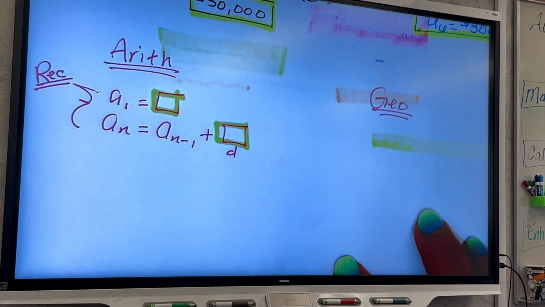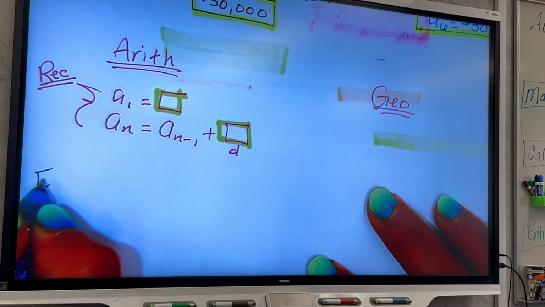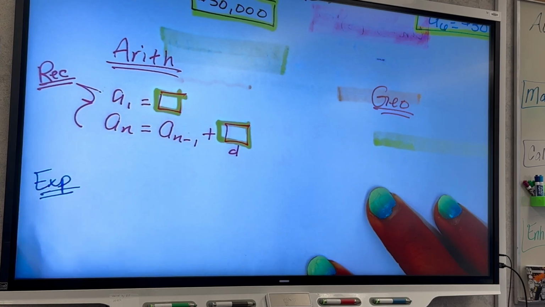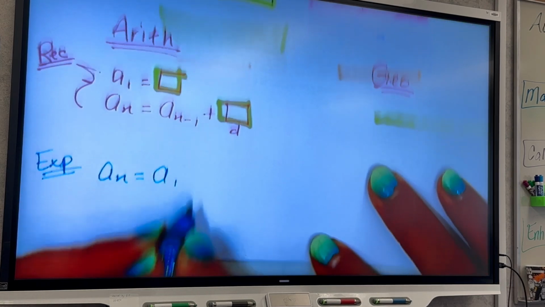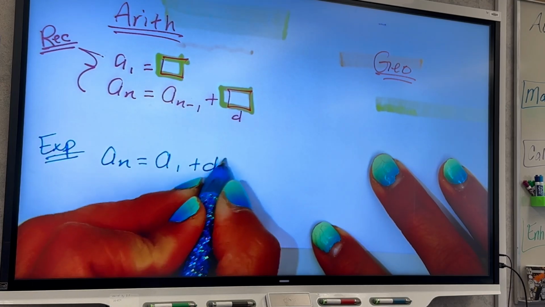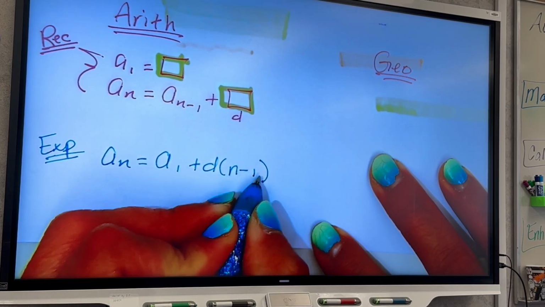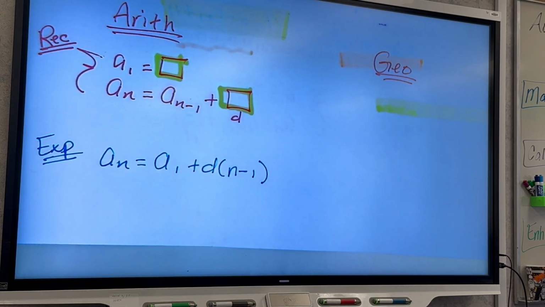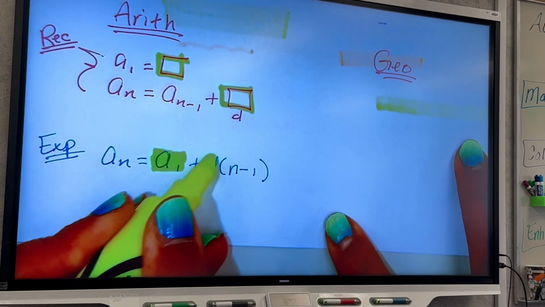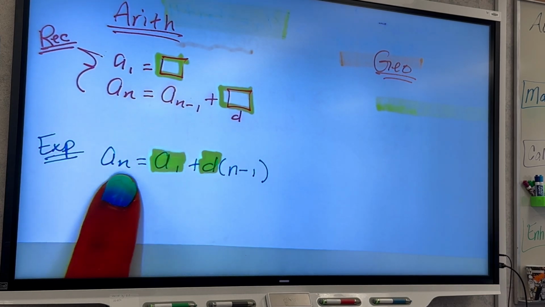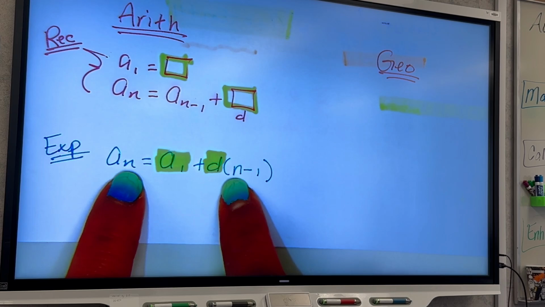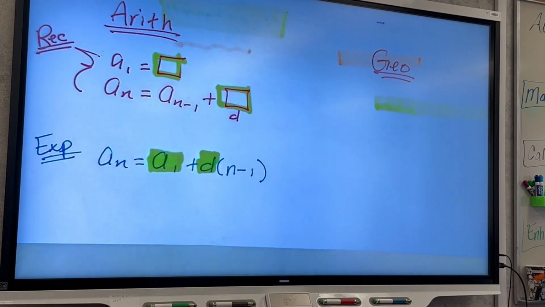Okay. For the explicit formula, you just need A sub n equals A1 plus D times n minus 1. And that's the explicit formula. All you need to plug in there is A1 and D when you're writing a formula. But like we did in number 12 and number 13, you have to plug in something for the n if you're calculating a specific term.